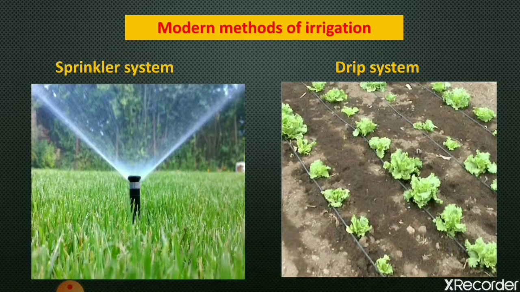Now, the next one is the sprinkler system. The sprinkler system is very useful on uneven land or in sandy soil, where very little water is present.